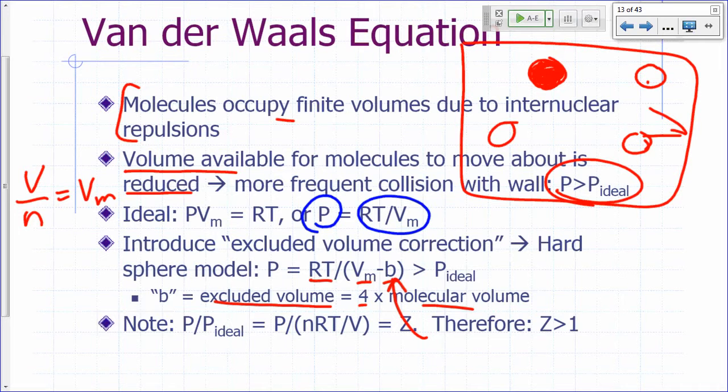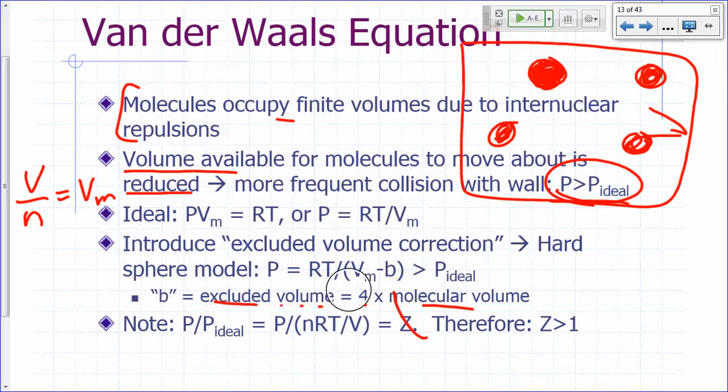Now, why does this correction not matter if you're dealing with cases where ideal behavior is observed? Well, at very low pressures, remember the molecules are very far apart, so the volumes occupied by those molecules are negligible compared to the total volume of the container. But once you get them close enough, these excluded volumes become a significant correction. It becomes a significant factor in terms of pressure, so there will be more frequent collisions with the wall.